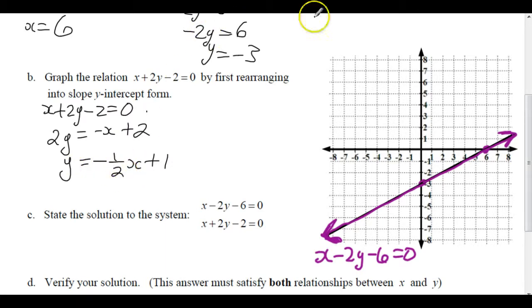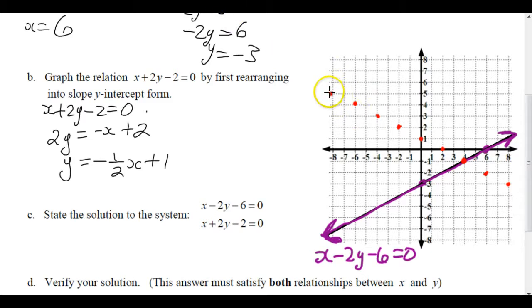Let's graph that. So we have a y-intercept of 1 and a slope of go down 1, right 2, down 1, right 2, down 1, right 2. That's actually our point of intersection, right? It'll go up 1, left 2, up 1, left 2. I just like drawing lots of points.